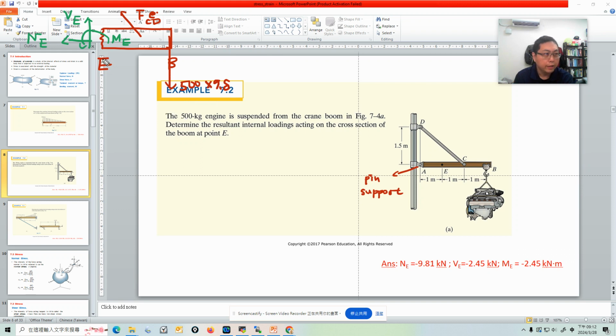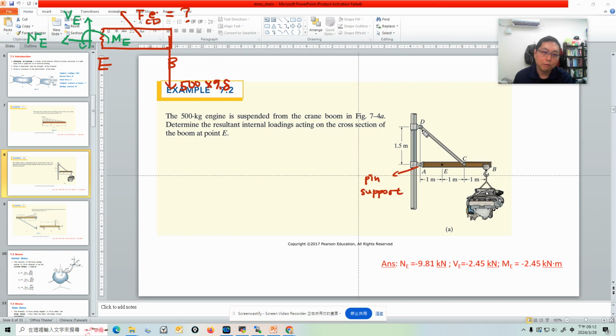So you cut a section here and use the EB section to do the calculation. Then you do a force balance to get VE, NE, and ME. But the problem is we only know the force at B. The problem didn't give you the information of force CD, we don't know force CD. If you want to solve the internal force on the cross section E, you have to figure out what is force CD, or you cannot do anything.